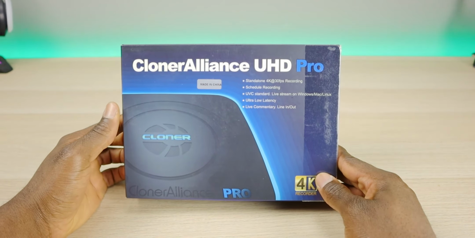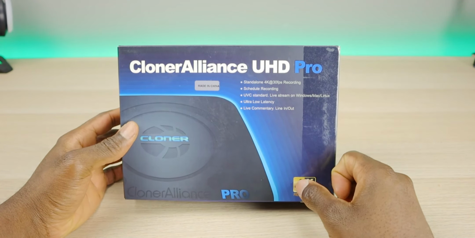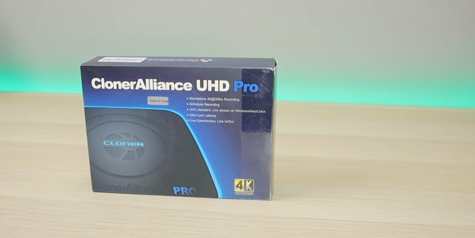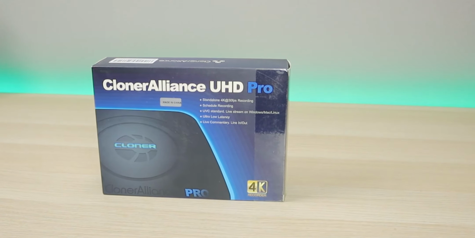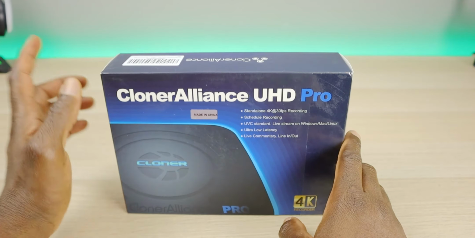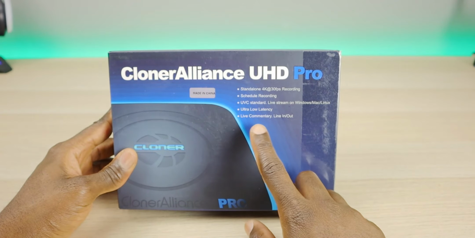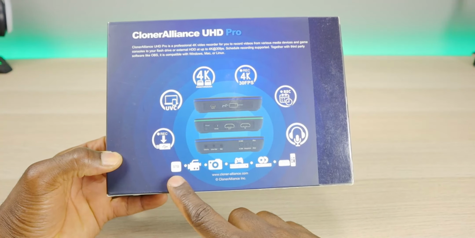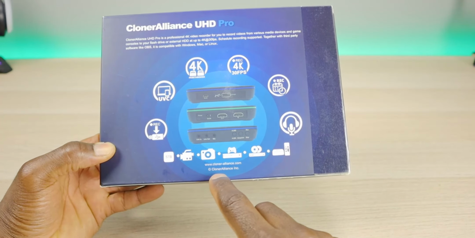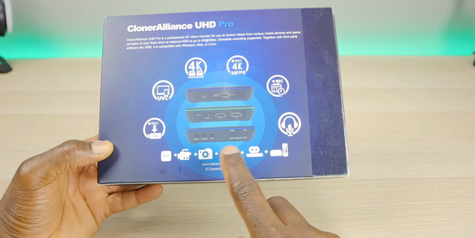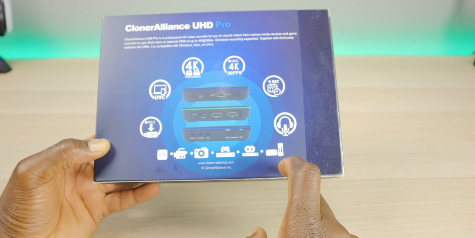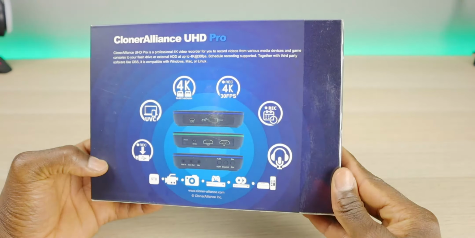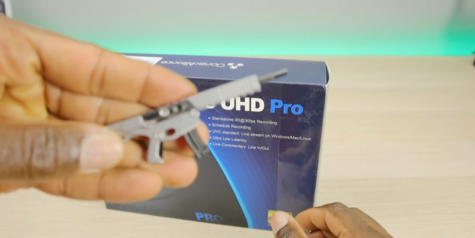All right, so here's the cloneralliance UHD Pro. You can see some of the key features there. 4K at 30 frames per second, schedule recording, UVC standard live stream on Windows, Mac, and Linux, ultra low latency, which we'll be testing out. Also have live commentary and a line in and out. Some of the compatibility: set-top box, video camera, camcorder, or camera. We also have a game system, Blu-ray players, streaming devices like your Apple TV, Nvidia Shield, and so on and so forth. Let's go ahead and get it unboxed.